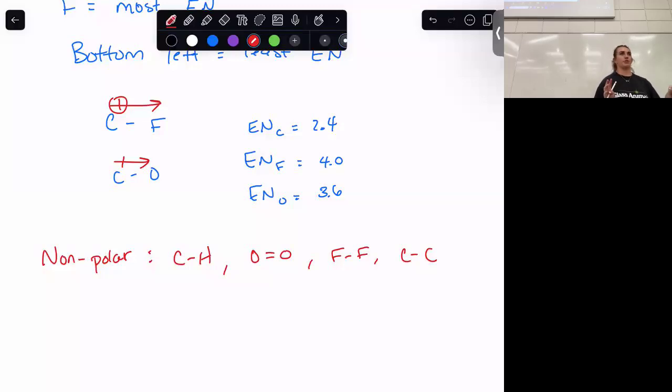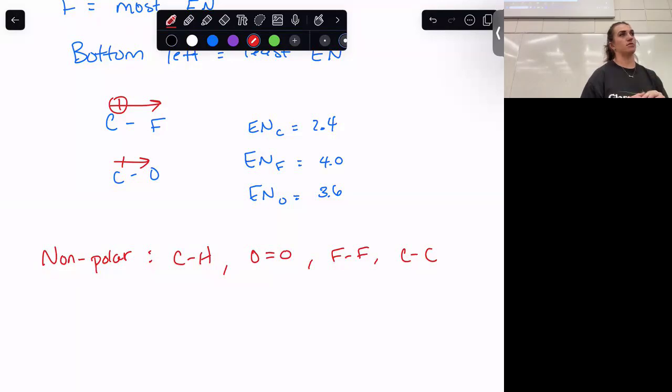Any other questions on polarity? So what if it is like that? I don't think you're going to have a case where it's 0.4. If it is, it'll probably be in a range where you have to rank the differences in electronegativity. That would be your least polar, and your most polar would be the larger difference.